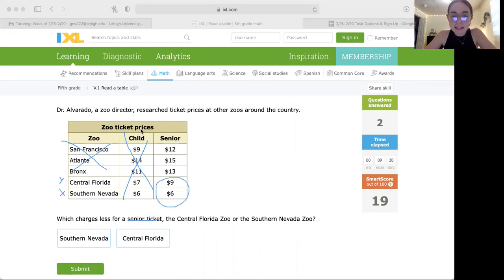So by Xing out the data that you're not looking at, or maybe just drawing a light line through it, depending on how many questions you're being asked on that data set, it helps you narrow down the information that you need to look at. So we're just comparing $9 to $6. So which is less? Clearly $6 is less than 9, so the Southern Nevada Zoo charges less.